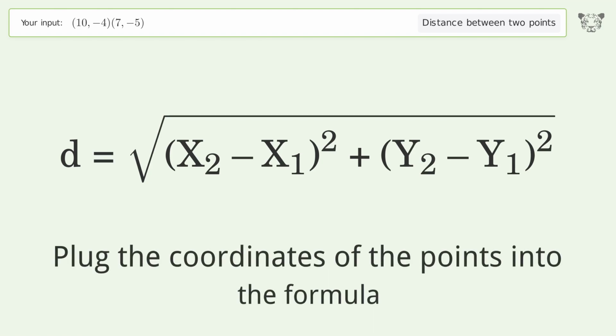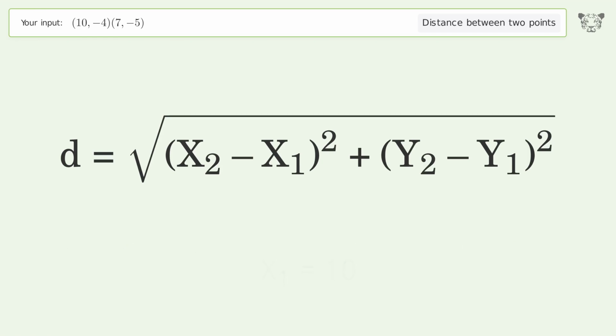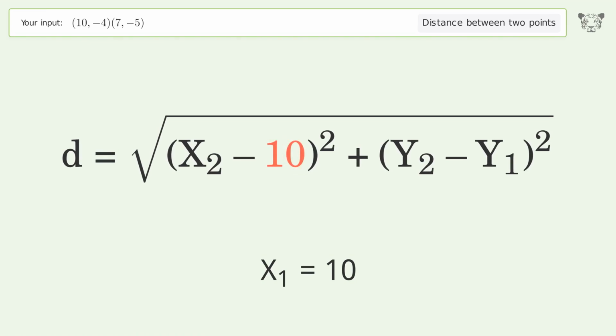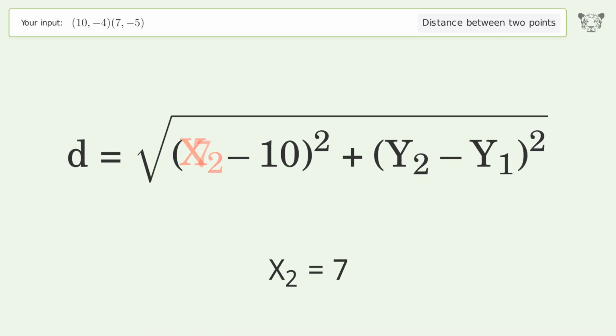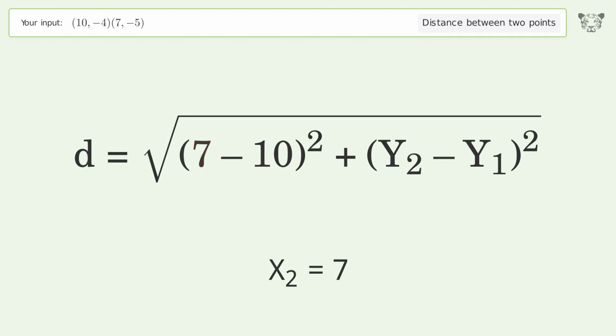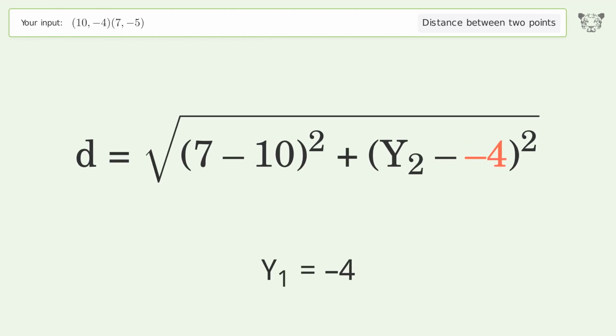Plug the coordinates of the points into the formula. x1 equals 10. x2 equals 7. y1 equals -4. y2 equals -5.